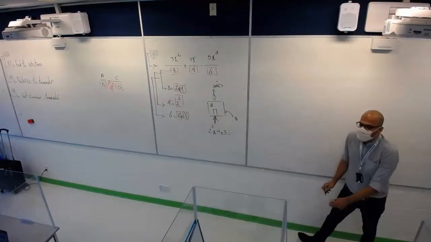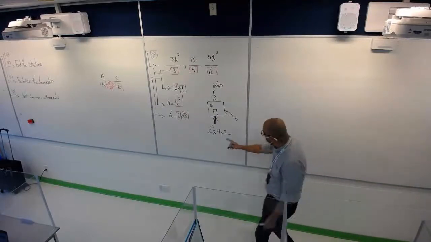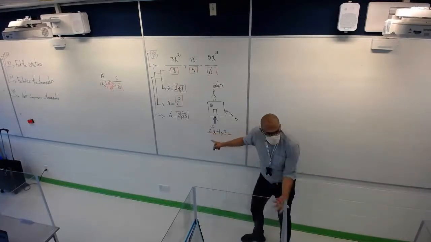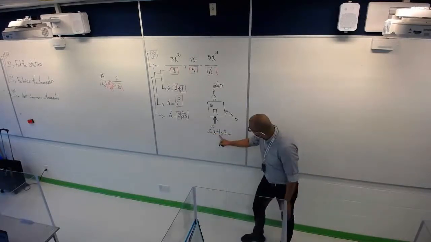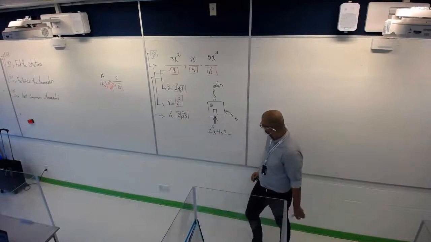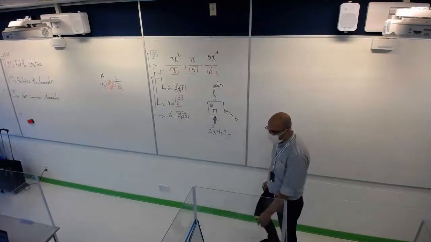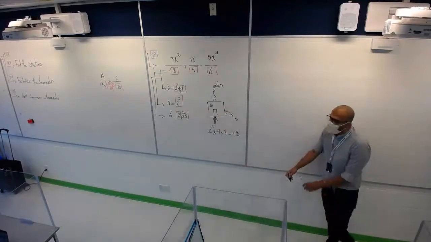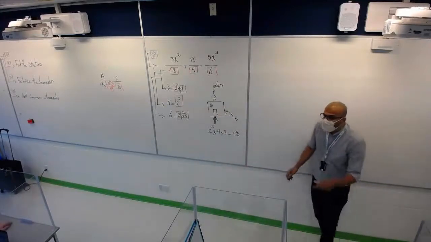How much is this? 24. 2 times 2 to the power 2 becomes 4. Lucas, 4 times 4, 16 times 3? 48. This is going to be what? The common denominator.